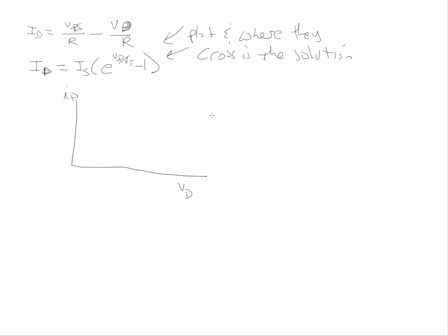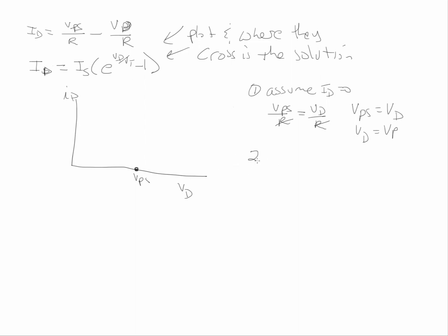assume that ID is equal to 0, and so that leaves us with VPS over R is equal to VD over R. I'm just using the first equation, saying ID equals 0, and then the R's cancel out, so you're left with VPS equals VD, or VD equals VPS. So you just put a little dot right here. This is I equals 0, and this is VPS.